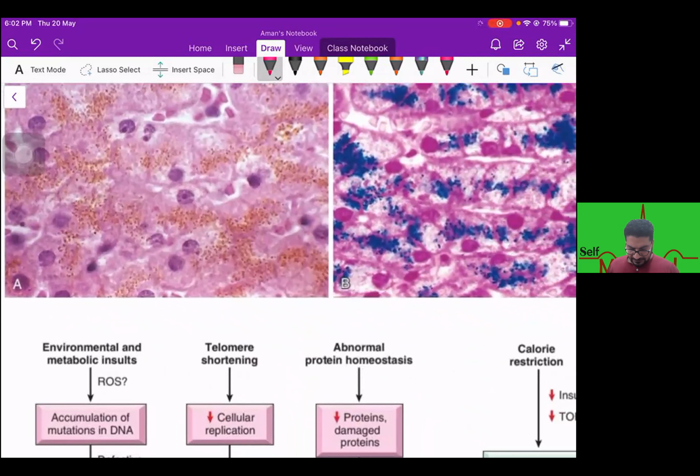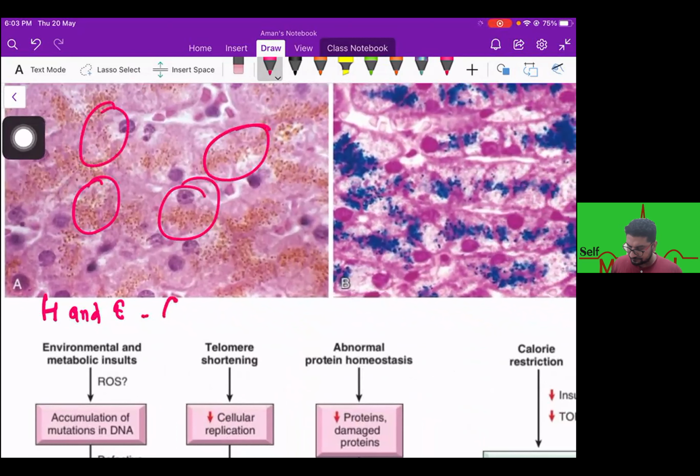This is the liver, and the stain is called H&E stain, hematoxylin and eosin stain, right? You can see a golden brown granular appearance. You can see these granules. So we call this a golden brown granular appearance, right?